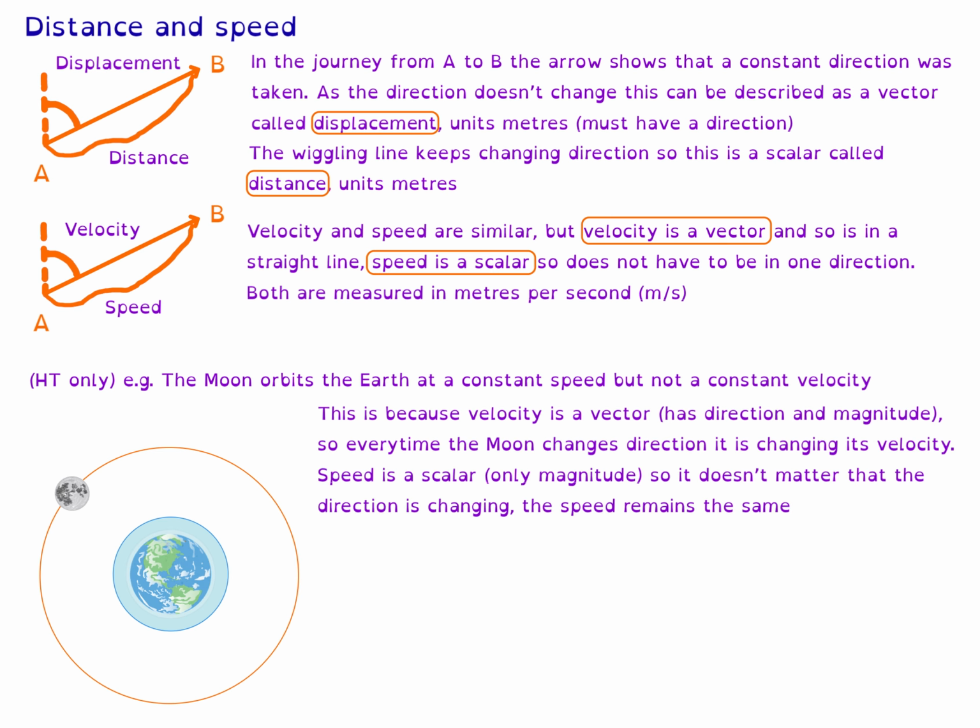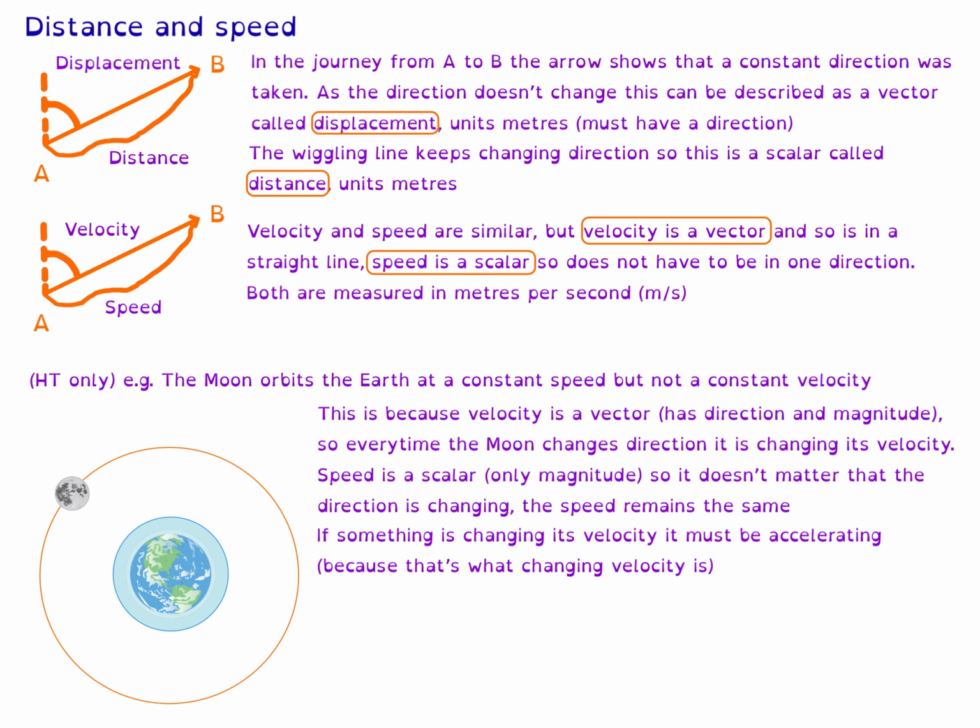This is because velocity is a vector, has direction and magnitude, so every time the moon changes direction, it is changing its velocity. Speed is a scalar, only magnitude, so it doesn't matter that the direction is changing, the speed remains the same. If something is changing its velocity, it must be accelerating, because that's what changing velocity is.